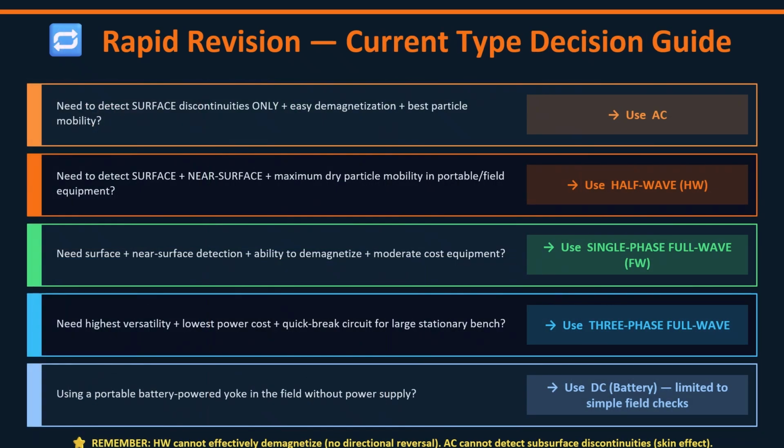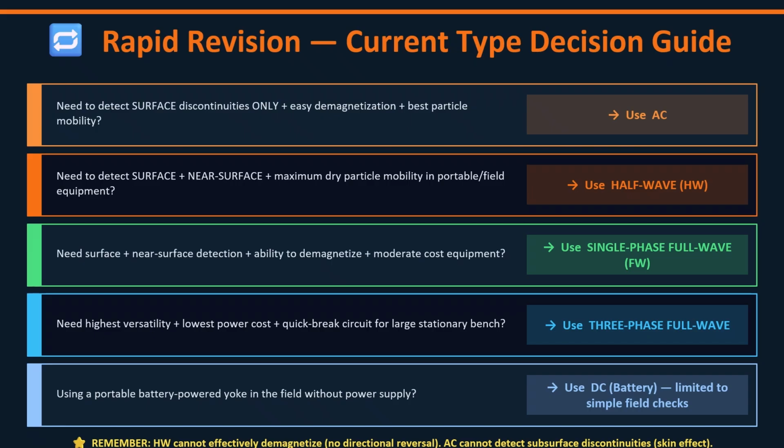This current selection guide is best understood as a decision tree. If the primary objective is surface discontinuity detection, easy demagnetization, and strong particle mobility, AC is an attractive choice. Its limitation is the skin effect, so it should not be selected when reliable subsurface detection is required. If the inspection requires surface and near-surface capability with maximum dry particle mobility in portable equipment, half-wave rectified current is highlighted. Its major limitation is poor demagnetization capability.